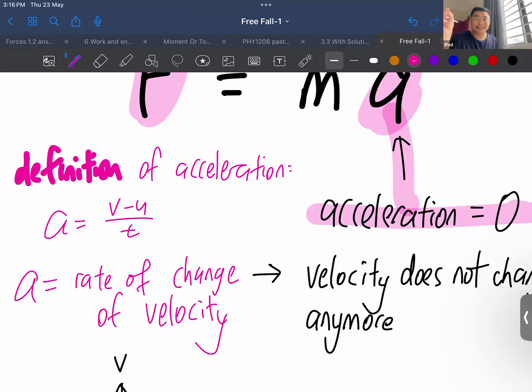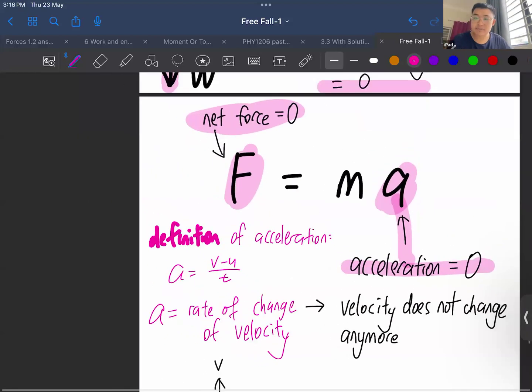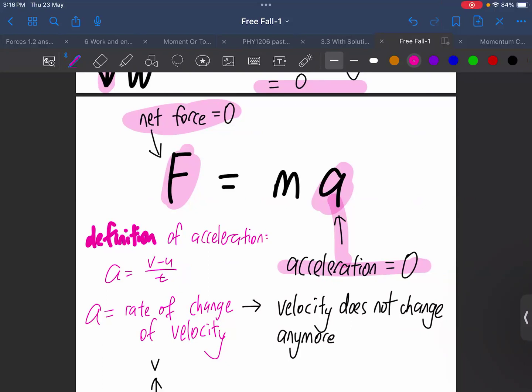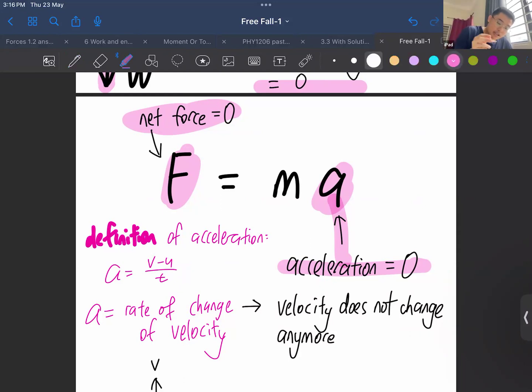Actually, when I use the word rate, the word rate already implies something is going to be divided by time. I repeat, the word rate already means something is going to be divided by time. Are you okay? Yes. So, to be fair, you can tell me acceleration is rate of change of velocity, or you can tell me acceleration is change in velocity divided by time. All right? Okay. So repeat one more time. What is the definition of acceleration? Rate of change of velocity. Okay, rate of change of velocity. When acceleration is zero, what happens is your velocity does not change anymore. Are you okay? Yeah.